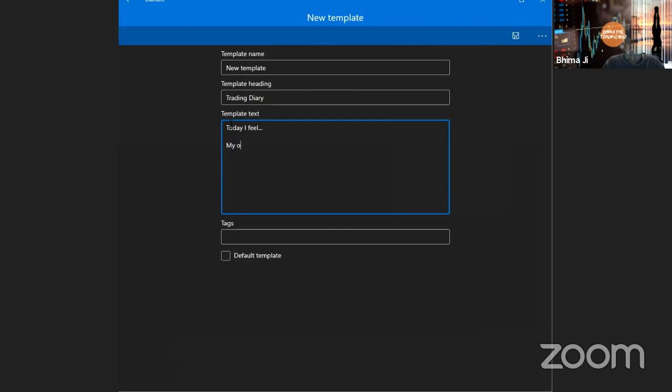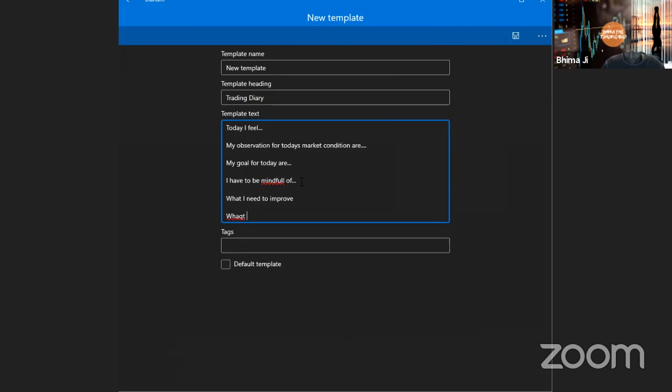To my observation for today's market condition are, and we'll fill that. My goal for today are, we'll fill that. Then after, I have to be mindful of, fill that. Be mindful. Then after, what I need to improve and what I have improved. There you go.